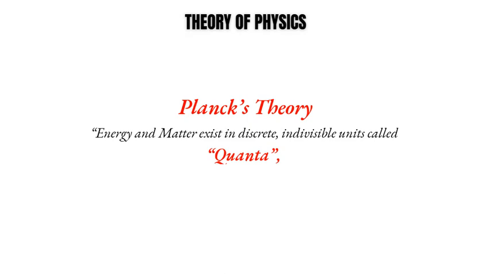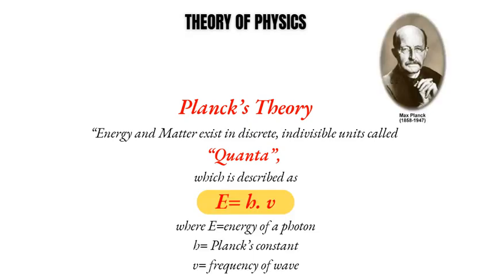Electromagnetic energy is not continuous. Max Planck, in his landmark theory, proposed that energy and matter exist in discrete, indivisible units called quanta, which is described as E equal to h nu, where E is the energy of a photon, h is Planck's constant, and nu is the frequency of the wave. This theory in principle is in contrast to the theory of classical mechanics, where the energy is considered continuous.